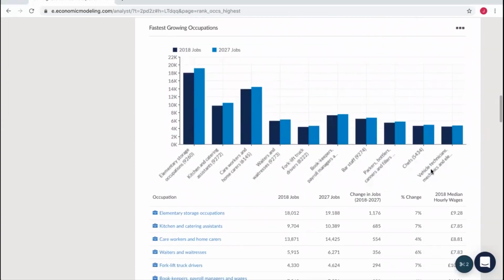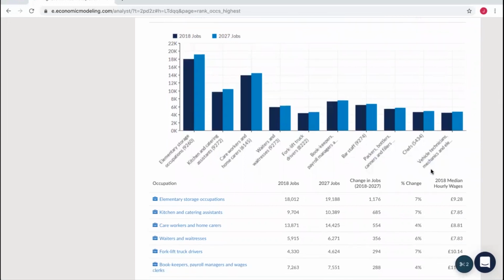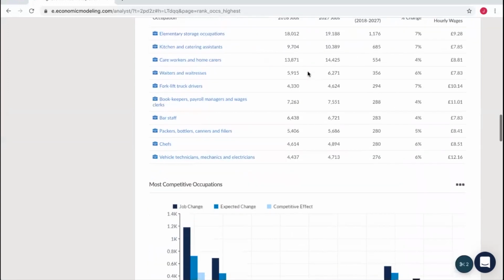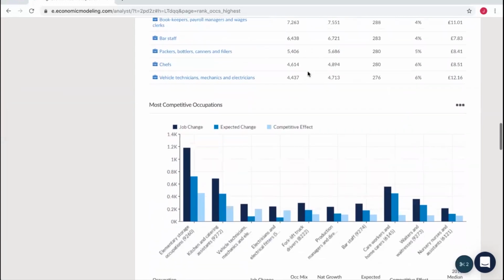we can then see the fastest growing occupations. Again, fastest growing occupations there, we've got elementary storage occupations, kitchen and catering assistants, and care workers. So that correlates with the other reports that we've been looking at. Waiters and waitresses I've not noticed on there before, but that will link back into the food industries that we looked at in terms of the industry data. So again, interesting information. This is purely looking at occupations, not looking at anything to do with industries.